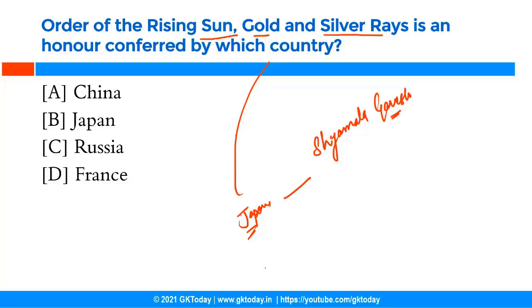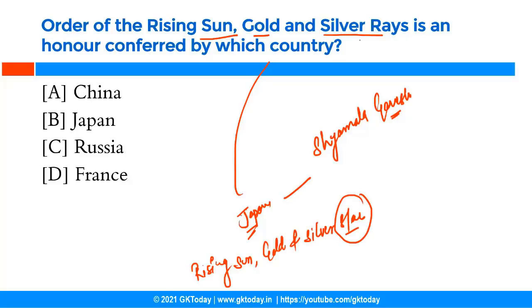Apart from that, recently one more award related to Japan was in news. It is Rising Sun, Gold and Silver Star. This one is Star, this one is Rays. So this Star award is given to the former Principal Secretary of Prime Minister Modi, and he is Mr. Nripendra Mishra. So he was given this award for his work in the field of improvement of ties between India and Japan.